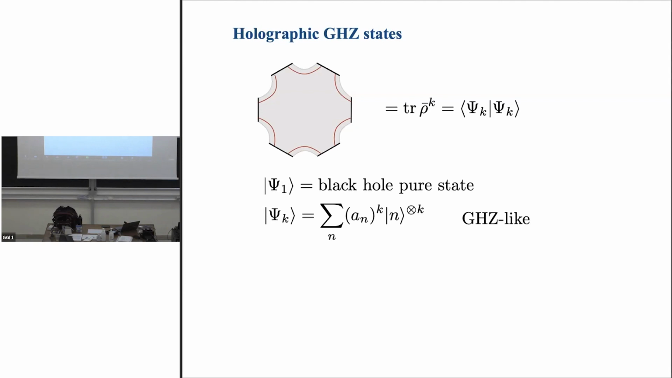Now, this is funny. This is just a true formula. I've just rearranged the bras and kets in the calculation of this trace rho bar to the K to reinterpret them as this overlap. So this is just an obviously true fact, but I think it has a nice picture for it.